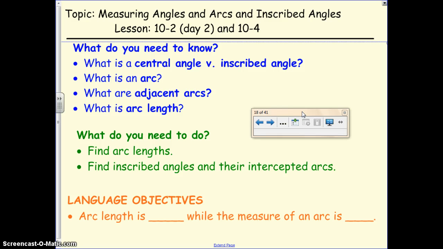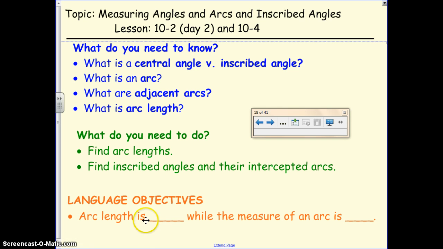And by the end of this lesson, you will be able to answer these questions. What is a central angle versus an inscribed angle? What is an arc? What are adjacent arcs? And what is arc length? And what do you need to be able to do? Well, find arc lengths and find inscribed angles and their intercepted arcs.